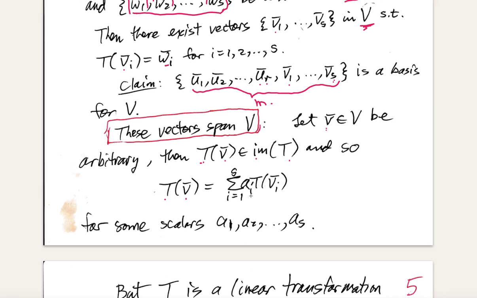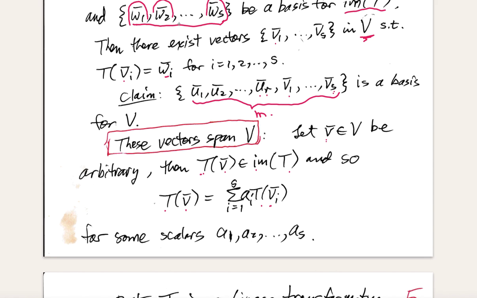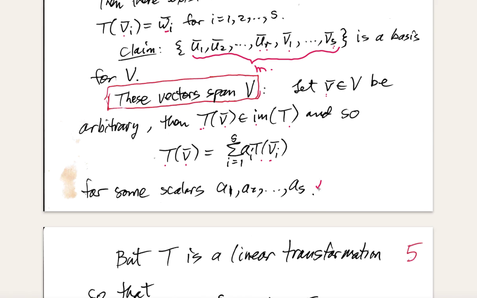In the following way, it's a linear combination of T of V bars here. Because what? These guys were a basis for the image of T. So it's got to be expressed as some linear combination of those vectors. So I say for some scalars A1 through AS.